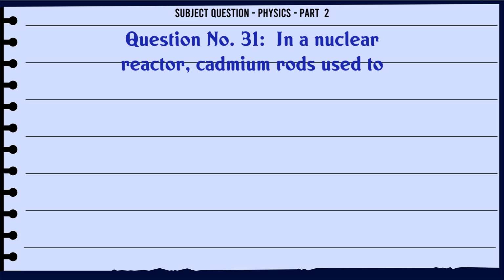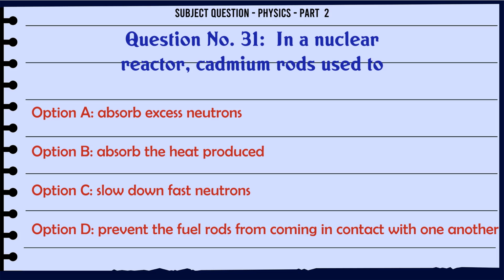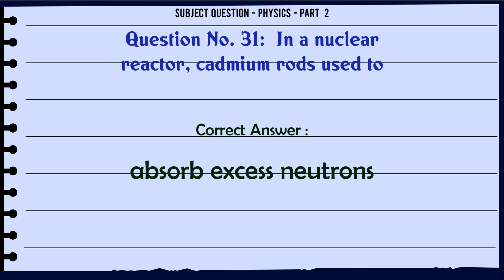In a nuclear reactor, cadmium rods are used to A. absorb excess neutrons, B. absorb the heat produced, C. slow down fast neutrons, D. prevent the fuel rods from coming in contact with one another. The correct answer is absorb excess neutrons.